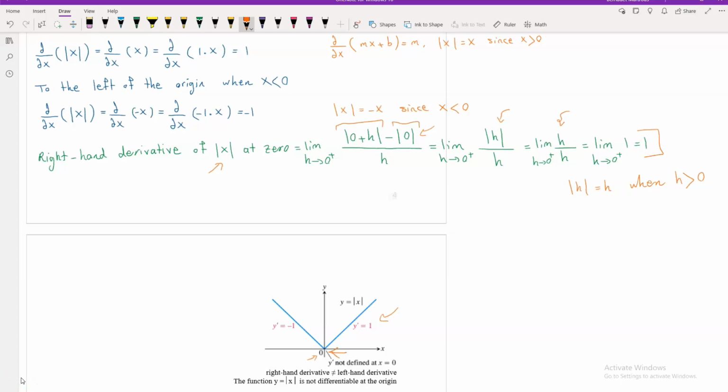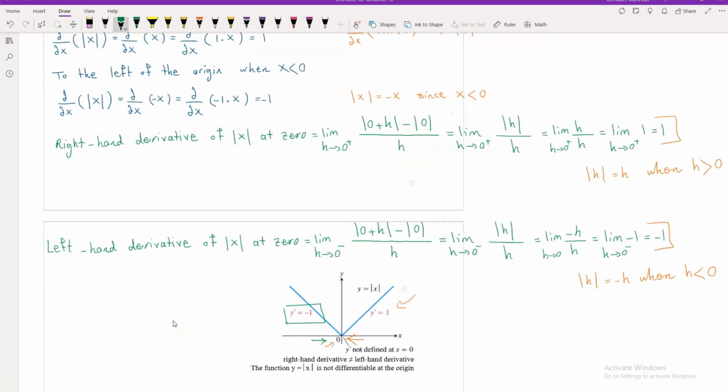And now what we have for left hand derivative of absolute value of x at 0, in this case, absolute value of h will be equal to negative h because of having h less than 0. Because here in this case, we move from left, the answer should be equal to negative 1. So y prime should be negative 1. Now here on this part, finding limit as h approaches 0 from left. So we're trying to find the left-hand derivative of absolute value of x at 0.